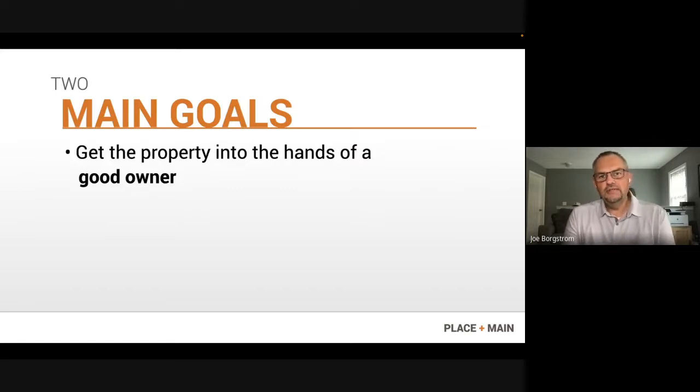I think way too often we see speculative buying happening in communities, especially when Main Street efforts begin to be successful. So we start to see people buying on speculation. What we really want to do is get the building in the hands of a good owner, and that could be taking it from something that's publicly owned, or from a problem property owner. But overall, the idea is to get the property in the hands of someone who's going to do something with it, something for the benefit of the community.